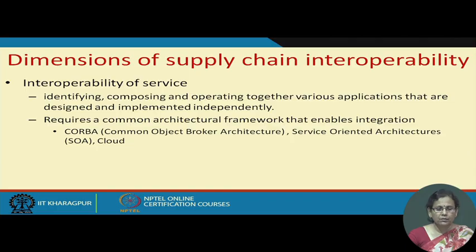So, this interoperability of service is about identifying, composing and operating together various applications that are designed and implemented independently, and they require many technologies, and while discussing the technologies we will be talking about them a little bit more.